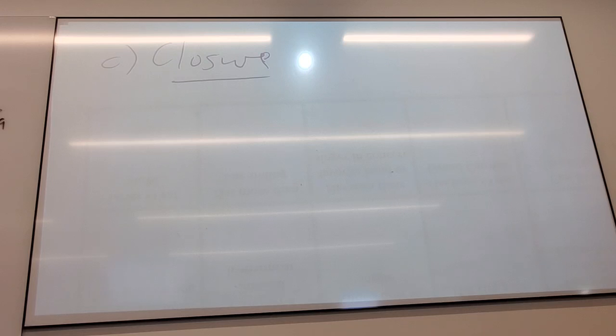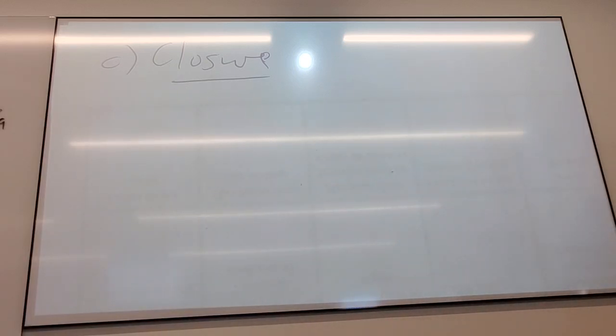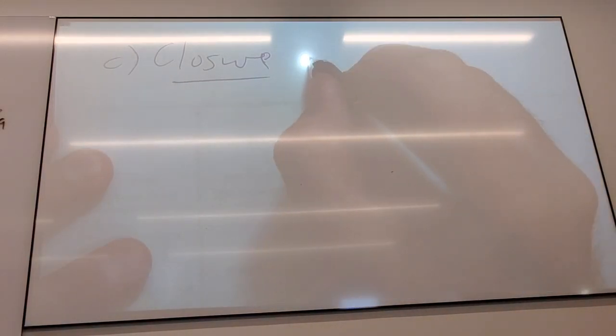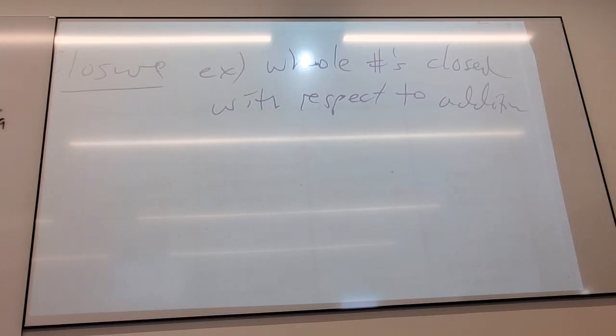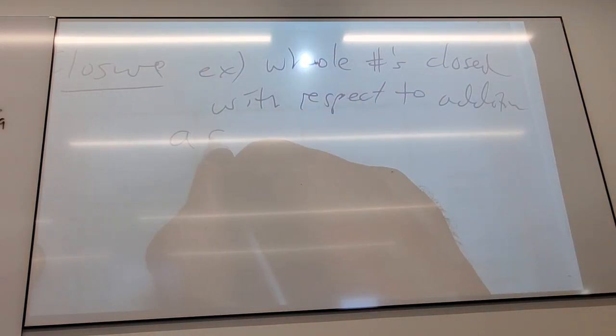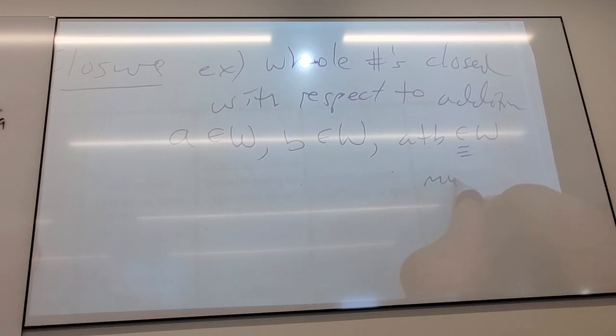I appreciate you guys saw already. Okay. So closure is one of my favorites because the word makes so much sense. So an example would be whole numbers are closed under addition. We'd say with respect to addition, because if I take any two whole numbers, A is an element of the whole numbers, B is an element of the whole numbers. Look at me using symbols you should know. A plus B must be an element of the whole numbers.